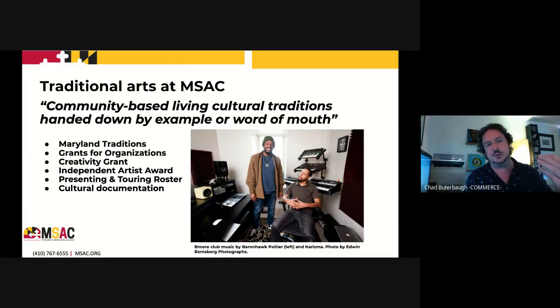You also can apply for grants for organizations. You can apply for a creativity grant, for an independent artist award, to be part of our presenting and touring roster. And you can even go into non-grant opportunities like the cultural documentation work that we do in Maryland Traditions. And we're hoping to cover all of that today. But before we get into the nuts and bolts, which we will do, and we'll give you contact information, you'll be able to talk to us, and it'll be great.